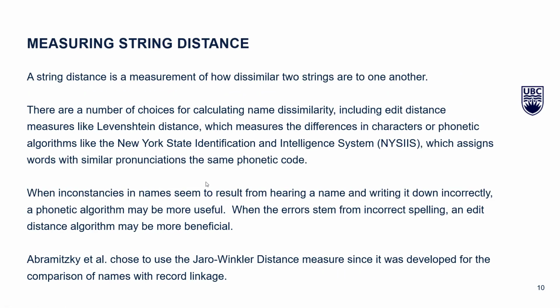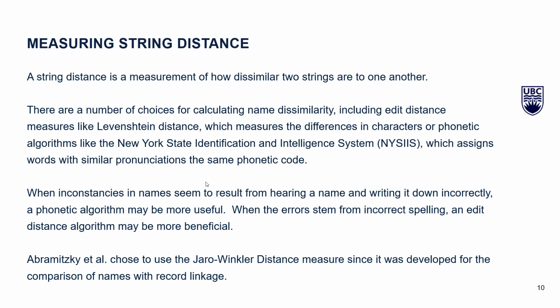The next decision the researcher needs to make is what method they would like to choose to measure how dissimilar two strings are to one another. There's actually a number of choices for calculating name dissimilarity, including many edit distance measures like the Levenshtein distance, which measures the difference in characters between strings, or there's also phonetic algorithms like the New York State Identification and Intelligence System, which assigns words with similar pronunciations the same phonetic code.